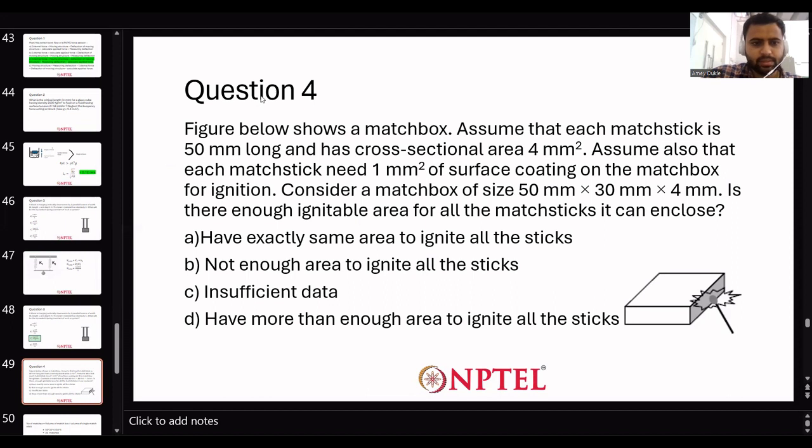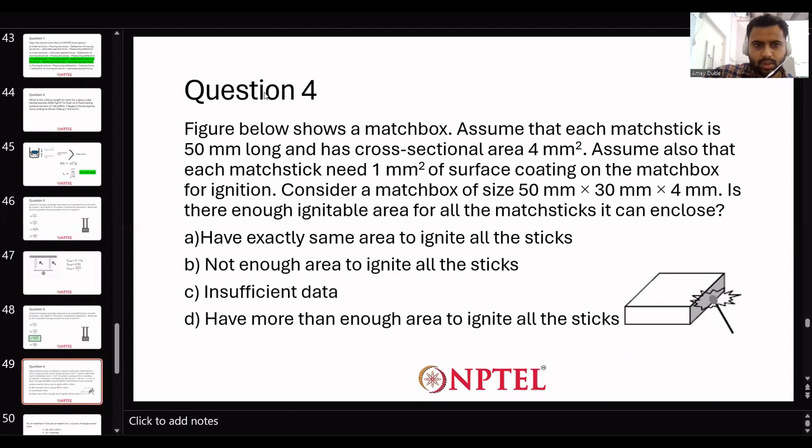Now, this is a question which makes you think rather than use basic formulas. In this figure below, we have a matchbox and a matchstick with length of 50 mm and a cross section area of 4 mm. Assume that each matchstick needs 1 mm square of surface coating for ignition. Consider the matchbox is of size 50 mm by 30 mm by 4 mm. Then is there enough ignitable area for the matchstick in this scenario? Can we find this?